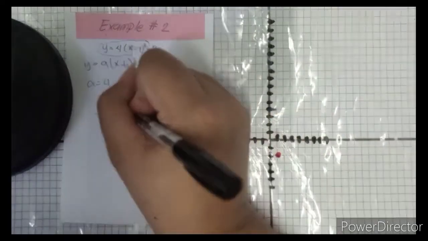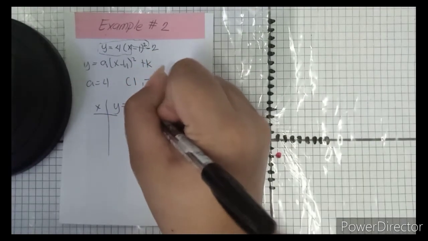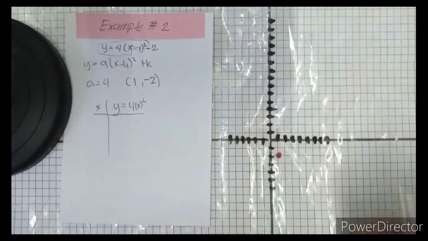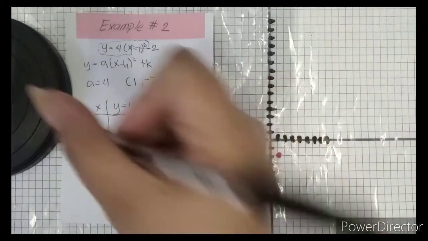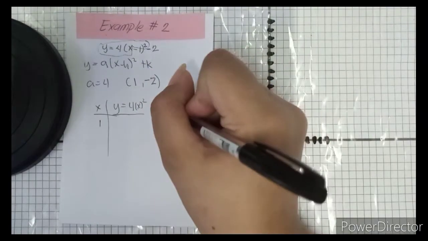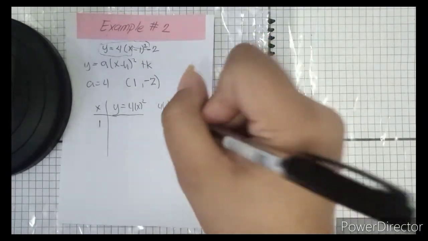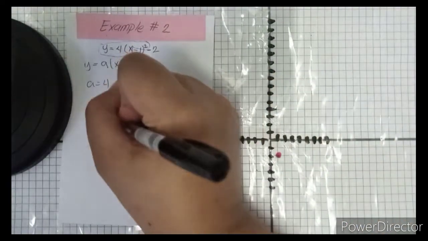Okay? So, y is equal to 4 times x squared. Now, let's assign the value of x. So, for example, 1. Substitute natin. So, 1 times 1 is 1 times 4 is 4.